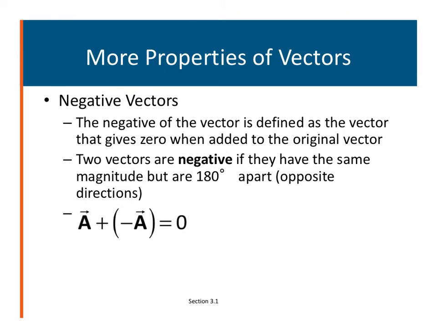Another note about vectors is the negative vector, which is defined as the vector that gives a 0 when added to the original vector. So if we have some vector A, the negative of A is a vector such that when you add vector A and negative vector A, you get 0. So what does this mean? It typically means that they are off by 180 degrees. So in other words, they are in opposite directions. They will have the same magnitude, just be in opposite directions. And so that way when they're added together, they cancel out and get 0. This is one-dimensional motion here.